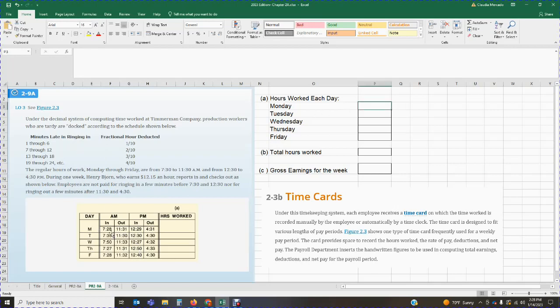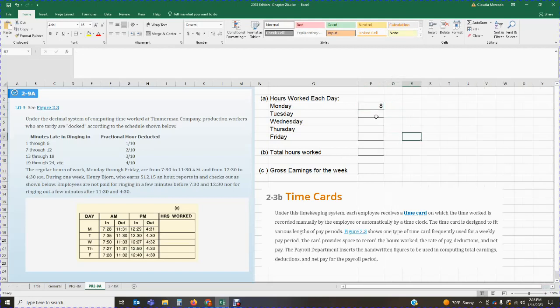So on Monday, from 7:30 to 11:30, that's 4 hours. That's 7:30, 8:30, 9:30, 10:30, 11:30. And then from 12:30 to 4:30, that's 12:30, 1:30, 2:30, 3:30, 4:30. That's another 4 hours. So on that particular day, Henry worked 8 hours. And let's just put 8. We know we're talking about hours. Hours worked each day, it's 8.